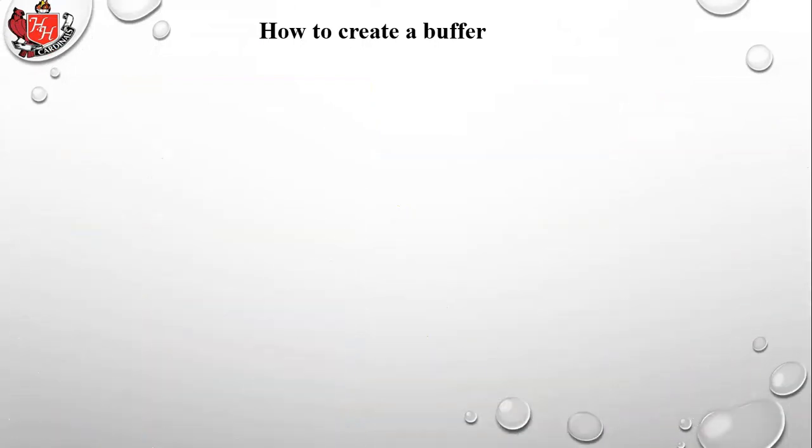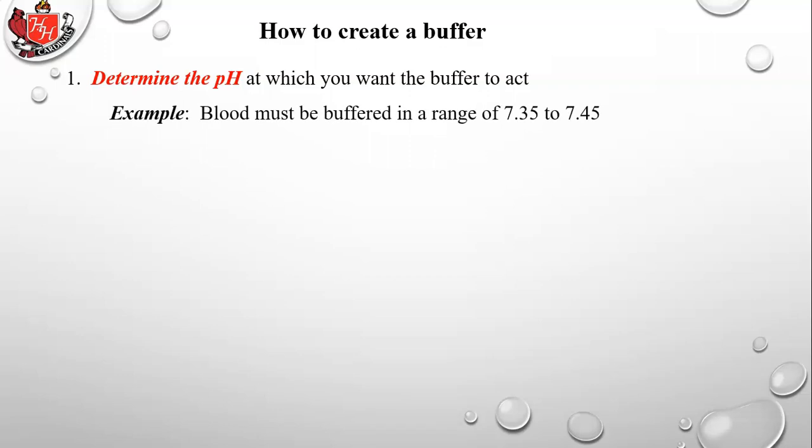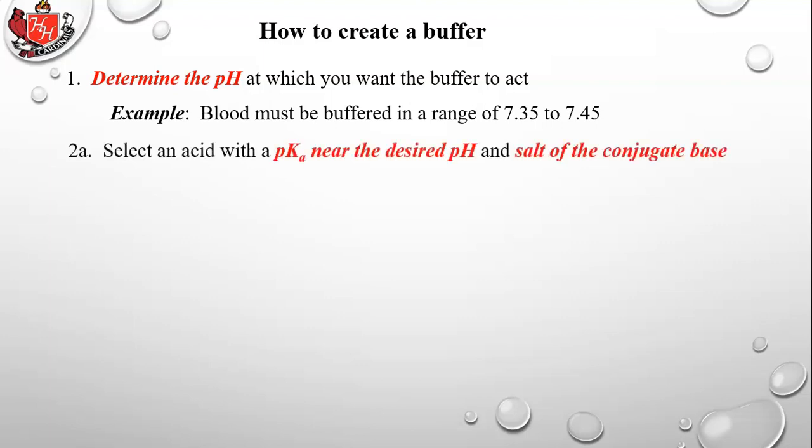So, how to create a buffer. Now that you know all that, it's pretty easy. Determine the pH at which you want the buffer to act. In the case of the last example, let's say it was 4.75. In the example of blood, it wants to be 7.35 to 7.45. So what you'd want to do is find a weak acid with a pKa between 7.35 and 7.45. But we'll go ahead and use acetic acid again, or hydrofluoric acid here actually. Select an acid with a pKa near the desired pH and the salt of its conjugate base. We'll talk about that in class again. What does that mean?